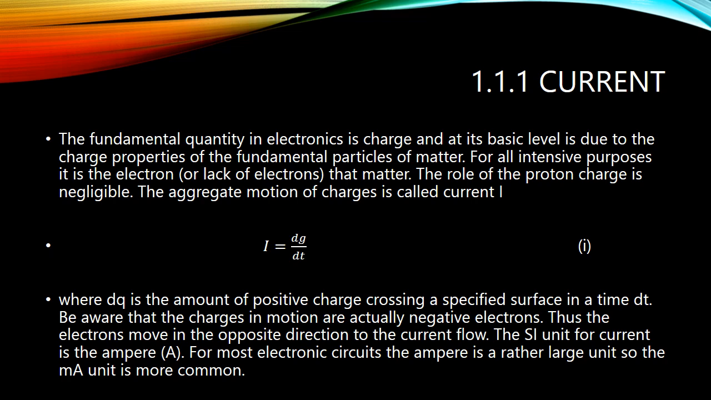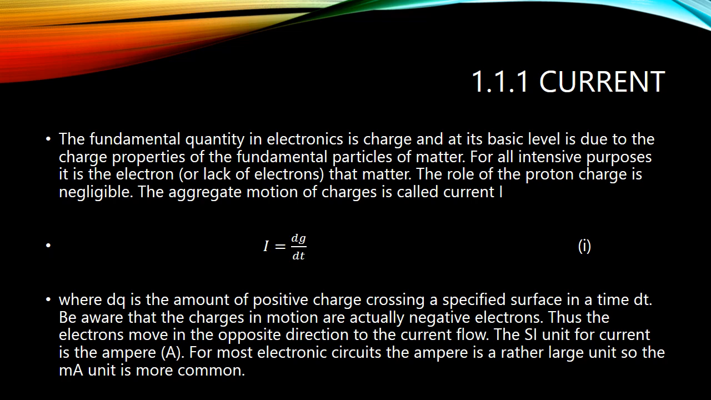So the aggregate motion of charge is called I, which is the current. And remember, we said this particular quantity is supposed to be Q. So I is the change of charge with respect to time. So we say dQ is the amount of positive charge crossing a specific surface in a specific time.